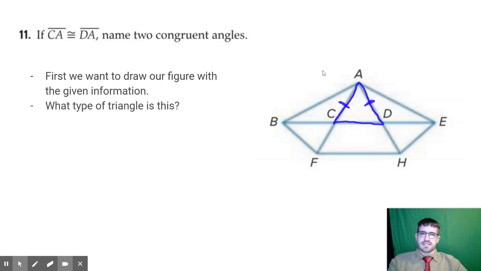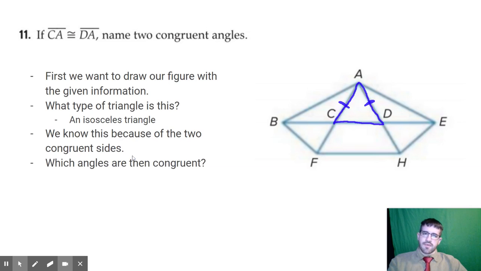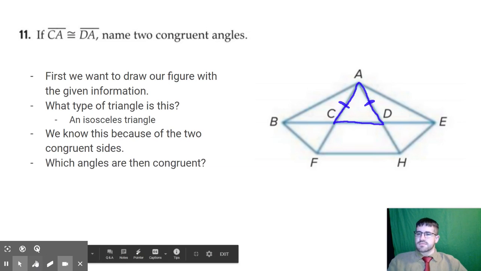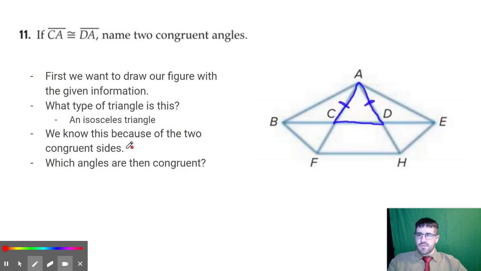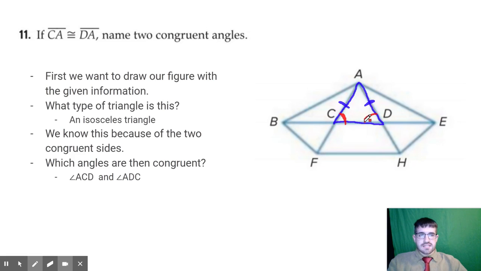What type of triangle is this? Notice we have two pairs of congruent sides, so we have another isosceles triangle. We have segment AC congruent to segment AD, which is the definition of isosceles. Which angles are then congruent? For this one, it's going to be angles ACD, right here, and angle ADC. Notice it's the angles opposite of the pair of congruent sides.